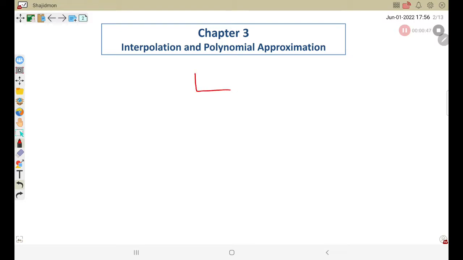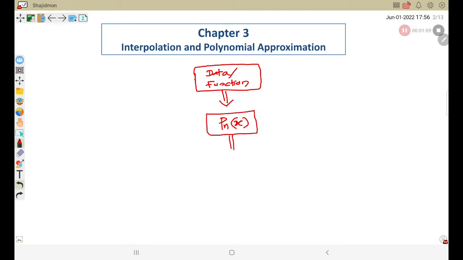So what we are doing actually: last recorded classes we discussed, we are given some data, x numbers and y numbers, or a function. From this we are finding the interpolation polynomial, the approximate polynomial Pn of x, and from Pn of x we are calculating the approximate value of the function at some number, f of 2.5 or some values, correct? Approximate value means p star value, f of 2.5 approximate value.